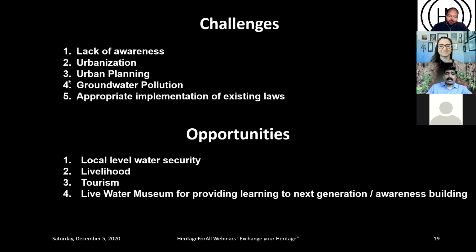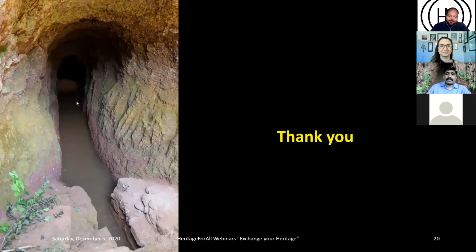So this is the Nobat Kare's mouth, where we can see water flowing out of the Kare system. Thank you very much.